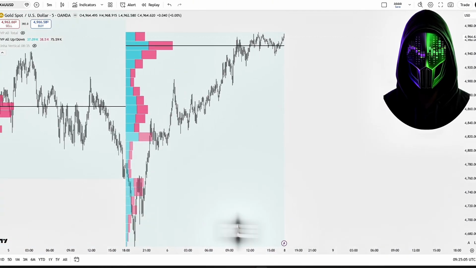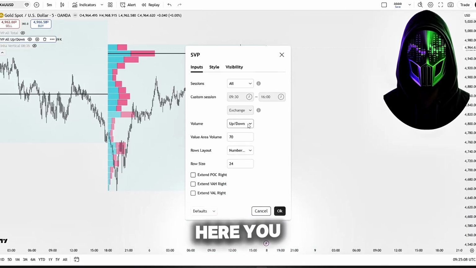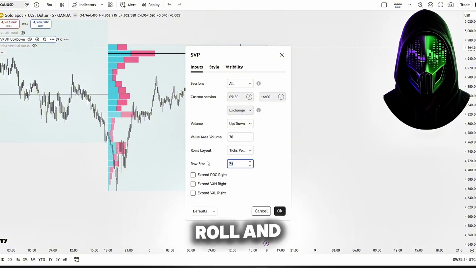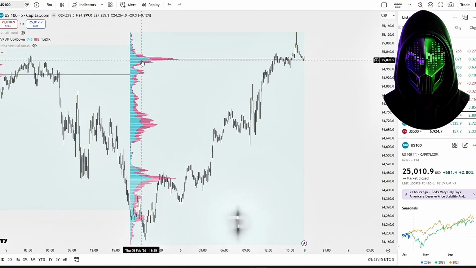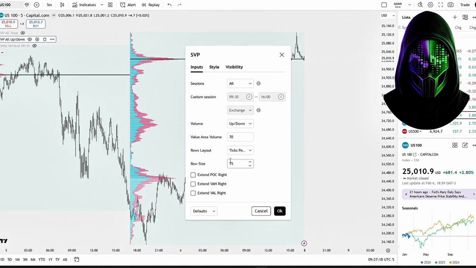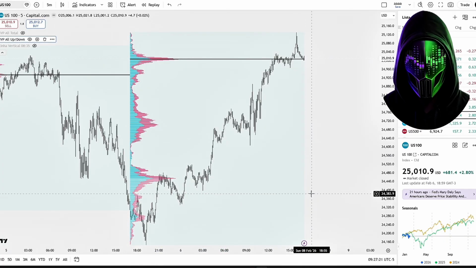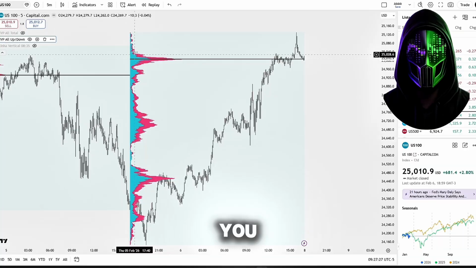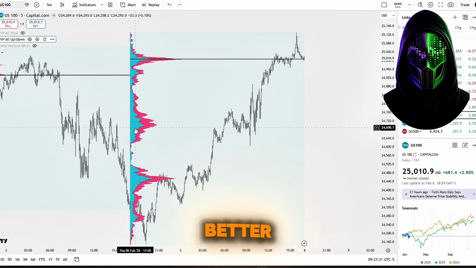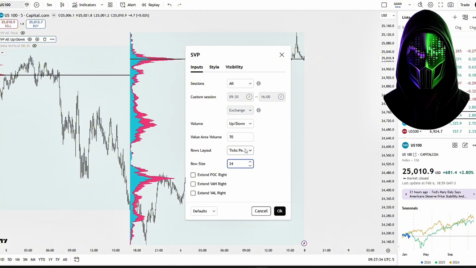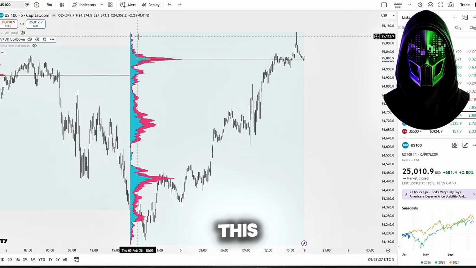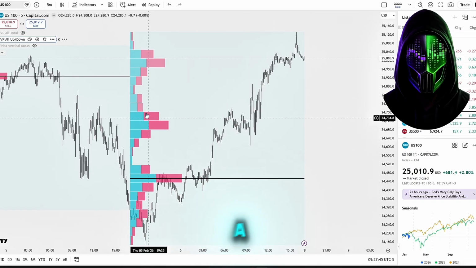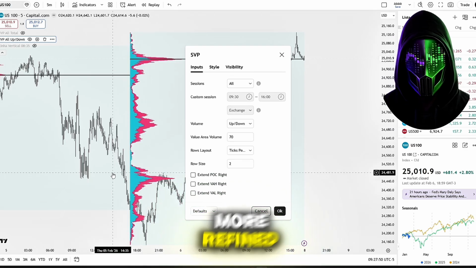All right, so let's configure your volume profile. Here you can set up and down. Here, for ticks per row, you change it to 2. I have to change the asset because gold is currently having some troubles. So you set it to 2 right here, and now you see that you have a better volume profile. Before, you only had like 24 rows, and that's not cool. So put ticks per row at 2, and now you have a correct, more refined volume profile.